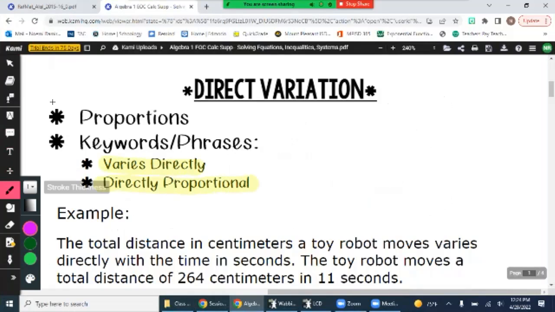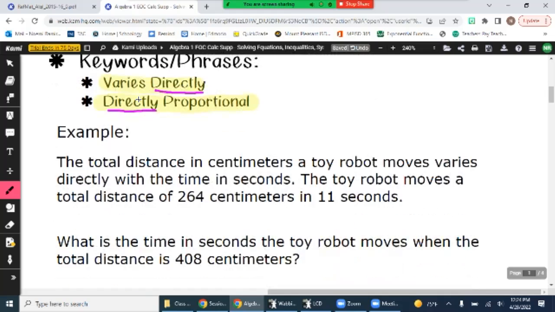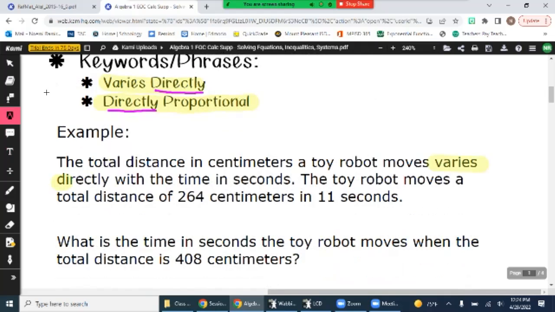Direct. Correct, directly, whichever way you want to say it. Now, it does have that phrase in this problem. Which one is it though? Which phrase does it use? Does it use varies directly or directly proportional? Varies directly.